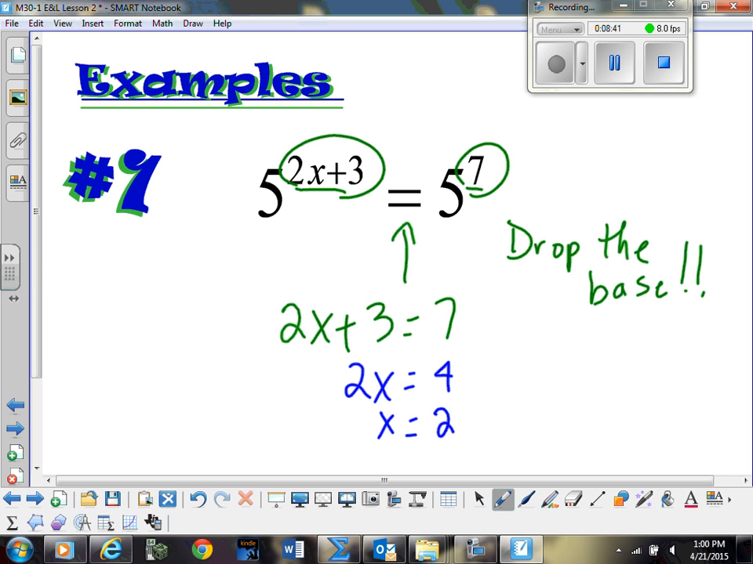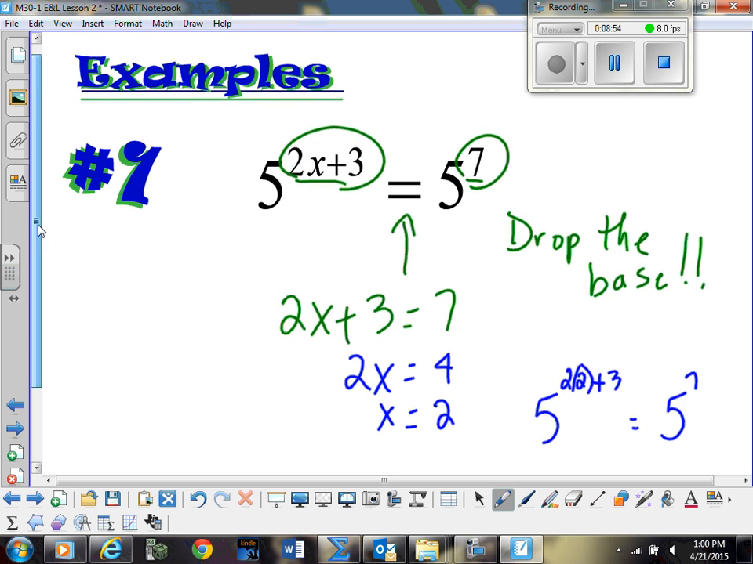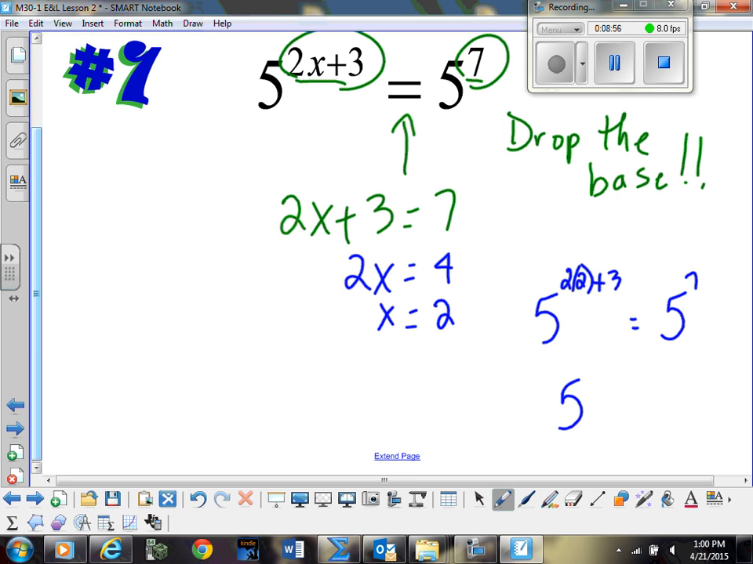And nice thing about equations, always easy to verify. So if we have a 2 for x, that's 2 times 2 plus 3 equals 5 to the 7. And 4 plus 3 is 7. And it's an easy check. So with equations, should be checking every time.